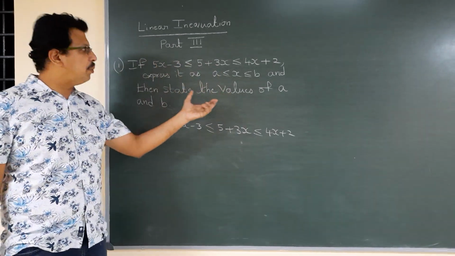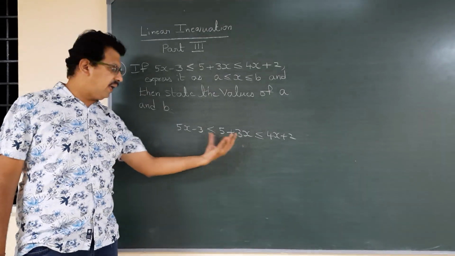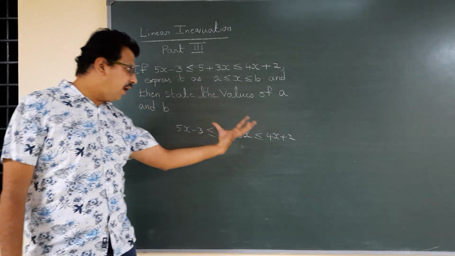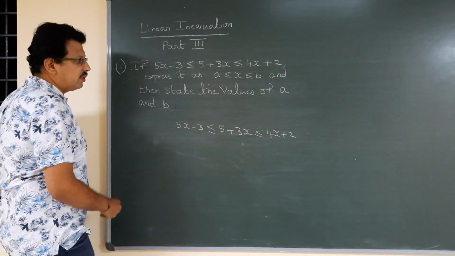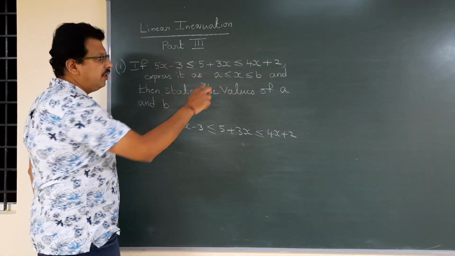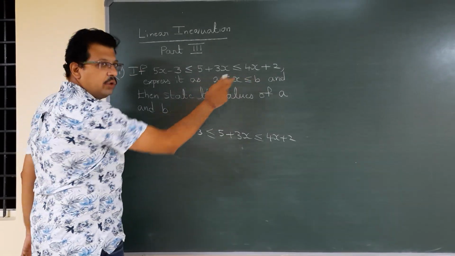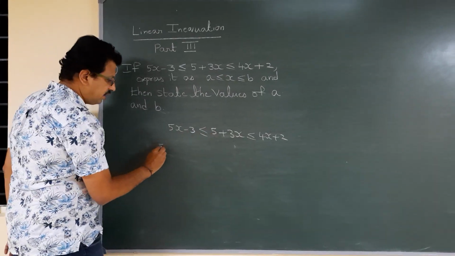So children, when you get a problem like this, as usual you should do the same way: take the first two inequations and solve them, then take the last two inequations and solve them. In the last step we have to bring it to this form, that is a less than or equal to x less than or equal to b. So let us take the first two inequations.